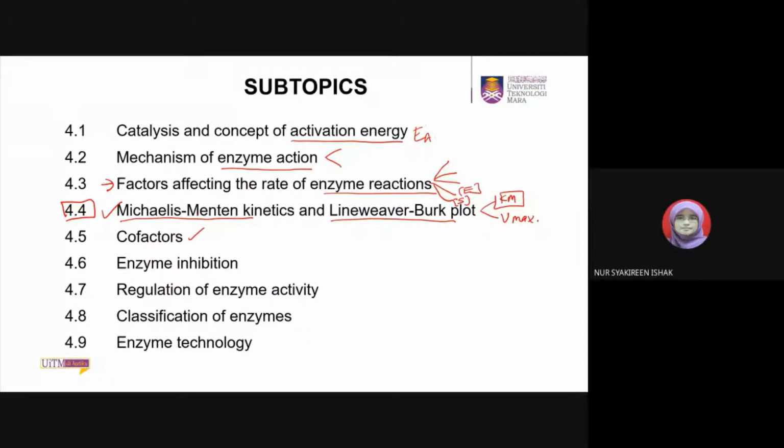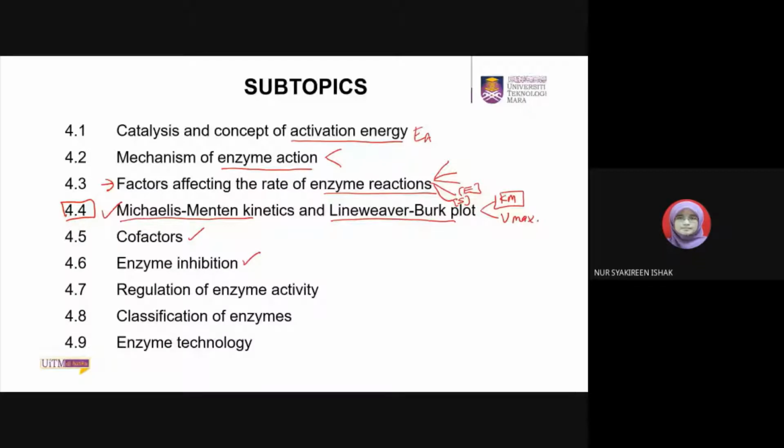And then next we are going to look at enzyme inhibitions. For this one, we are going to look at competitive inhibition, non-competitive inhibition, and other inhibition types that will affect enzyme activity. And then 4.7, regulation of enzyme activity. In this subtopic, we are going to look at some mechanisms relating to, for example, cooperativity, allosteric regulation, and feedback inhibition. Those we are going to look at in this subtopic.